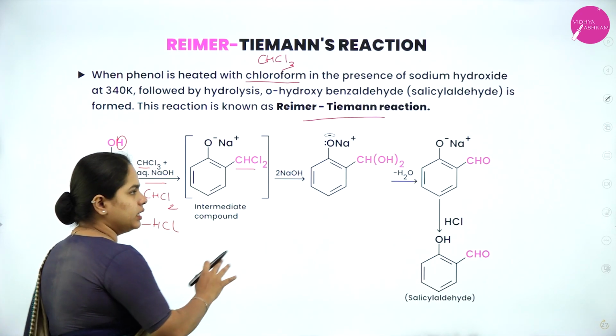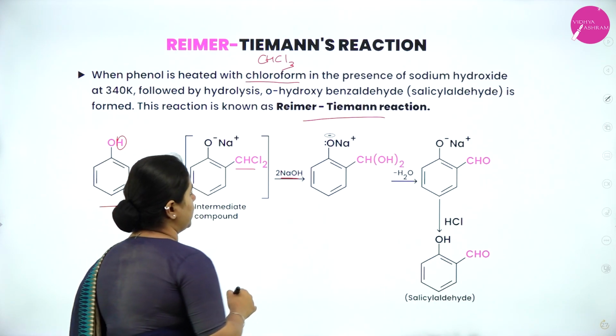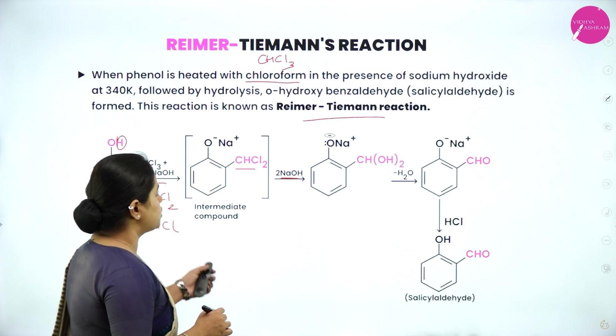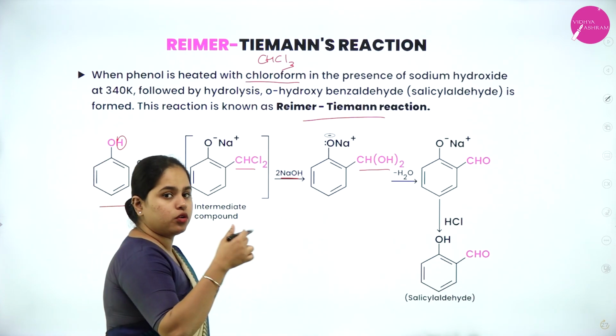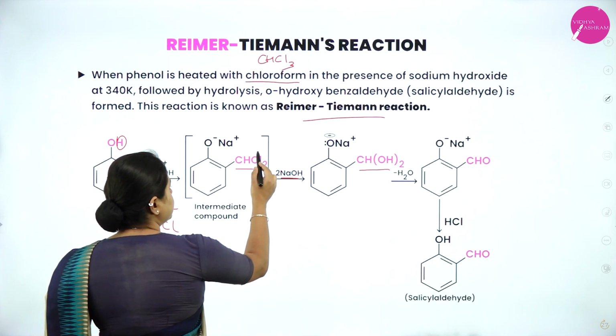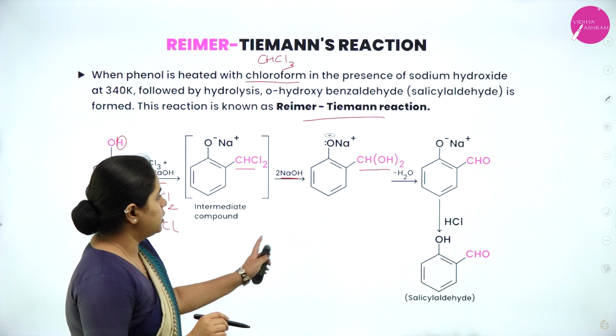So this is the intermediate compound which is formed, to which we are going to add sodium hydroxide again. So what are you going to get? It is going to be CHOH twice. With 2 moles of sodium hydroxide, the Cl2 will be replaced by 2 OH, right? So that is shown here.